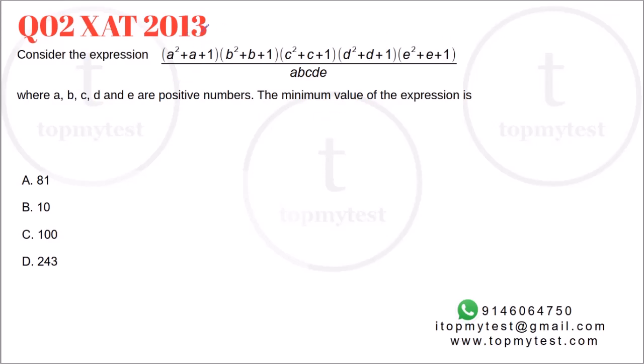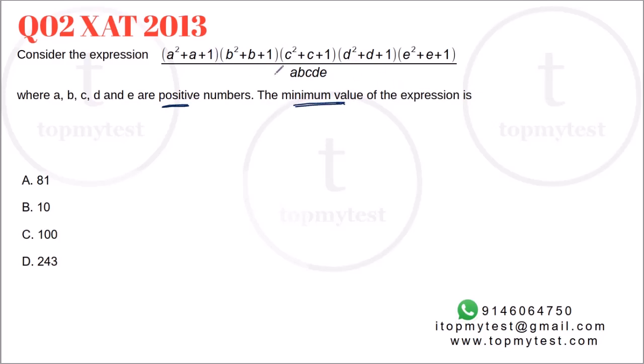The next question is from XAT 2013. It's a direct application of this relation which we had discussed earlier. Consider the expression (a² + a + 1)(b² + b + 1)(c² + c + 1)(d² + d + 1)(e² + e + 1) divided by abcde, where a, b, c, d, e are all positive numbers. What is the minimum value of the expression?